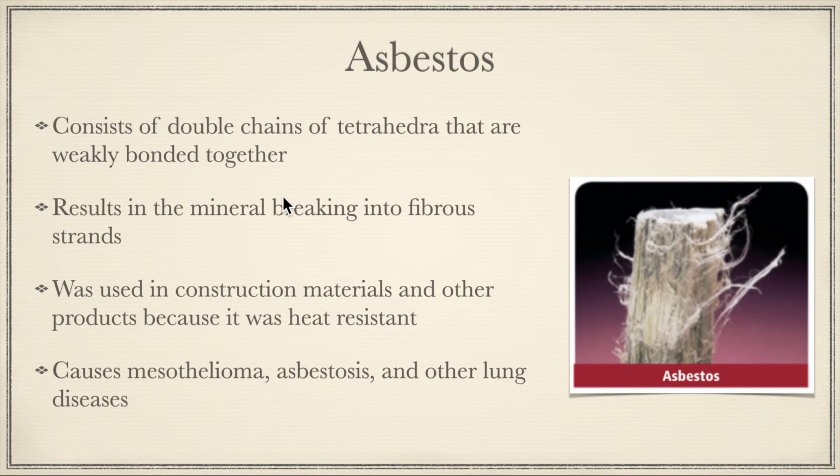So as an example, asbestos consists of double chains of tetrahedra that are weakly bonded together. This results in a mineral breaking into fibrous strands. So you've got all these little strands that come off here. So it actually is very fibrous and woolly-like. This was used in construction materials and other products because it was heat resistant.